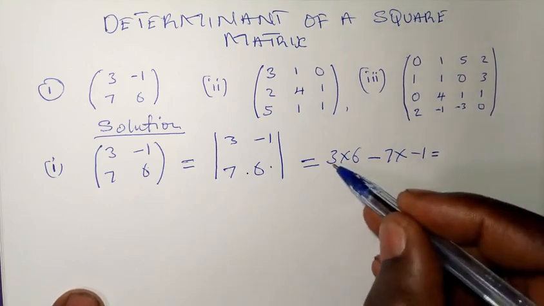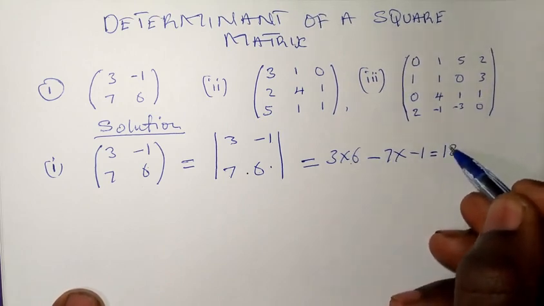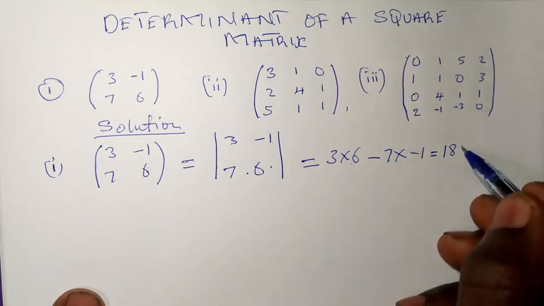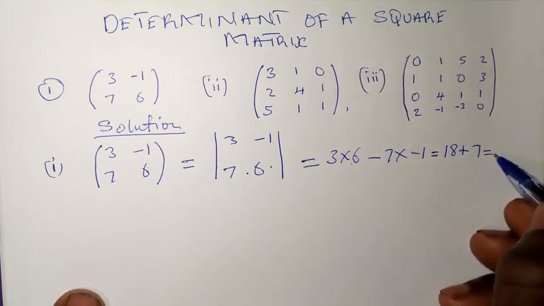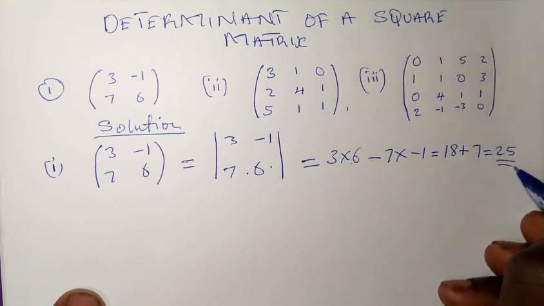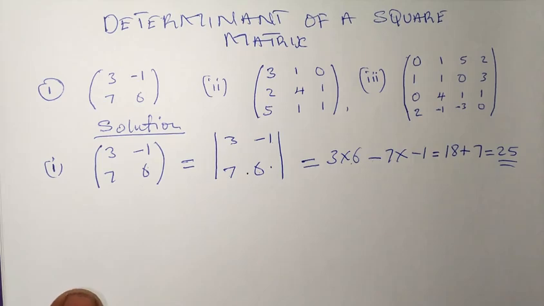Which by implication will be equal to 6 times 3 is 18. Then minus times minus is plus, 7 times 1 is 7. So our answer will be 25. So that's it for the determinant of a square matrix of the order 2 by 2.